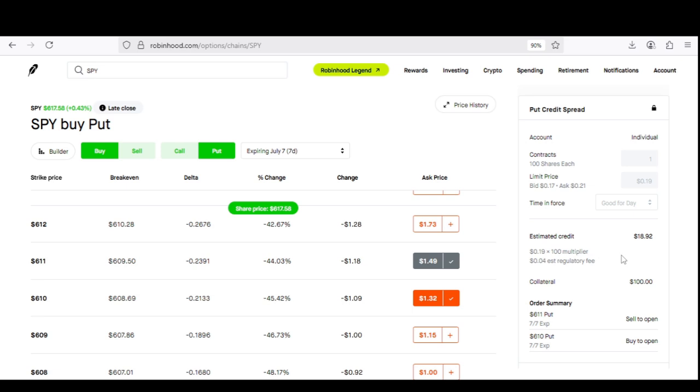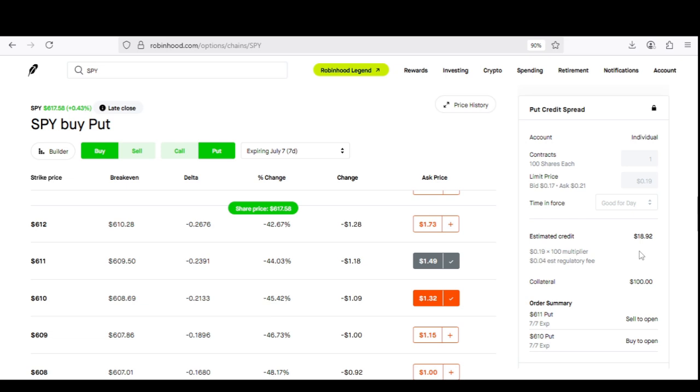Once you decide to go ahead and do this trade, you're going to be receiving income right away. The amount of money you will be receiving is $18.92. For the purposes of this video, we're going to round it up, so let's just say $19. That's going to make the math a lot easier. So you will be receiving $19.